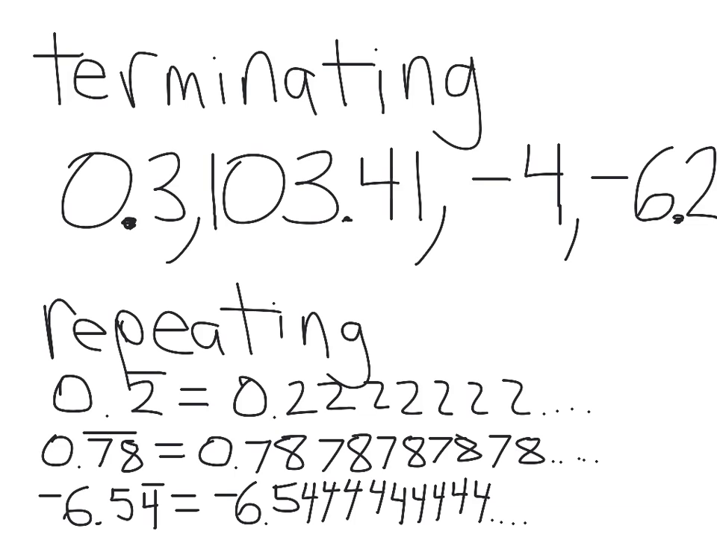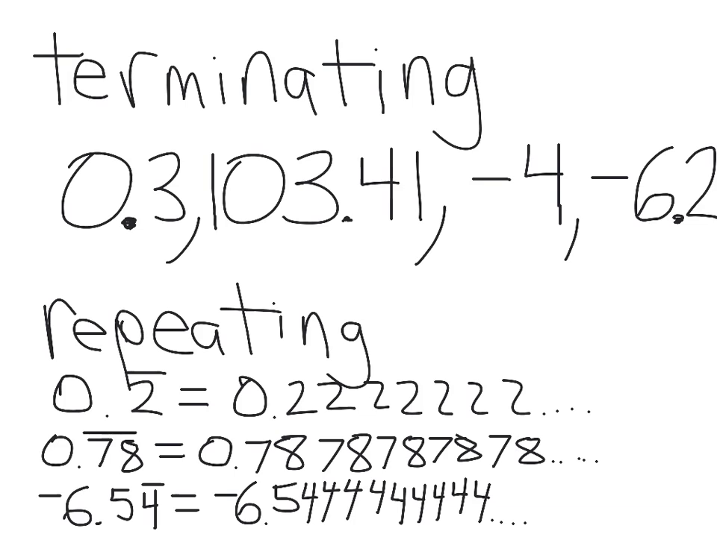You're not going to see these examples in your book, but you do see where it says terminating decimal and repeating decimal. And so a terminating decimal is a decimal, or just a number in general, that stops. It terminates. So a number like 0.3, there's nothing else after that, right? So it terminated. 103.41, it stopped at the 1. There's nothing else after it. The -4 stopped, right? Where's the decimal in -4? It's at the end of the number. And then you have -6.2. Also, it just stops at the 2.